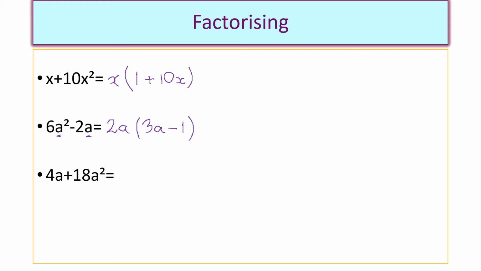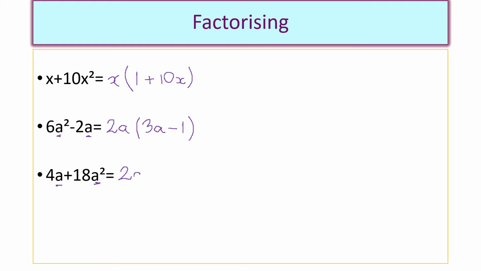The next example, again I have numbers and letters in both terms. So I think of the number first. What is the highest number that goes into 4 and 18? Notice that 4 doesn't go into 18, so that means the highest common factor needs to be less than 4. So the highest common factor is 2. Now, both terms have a.